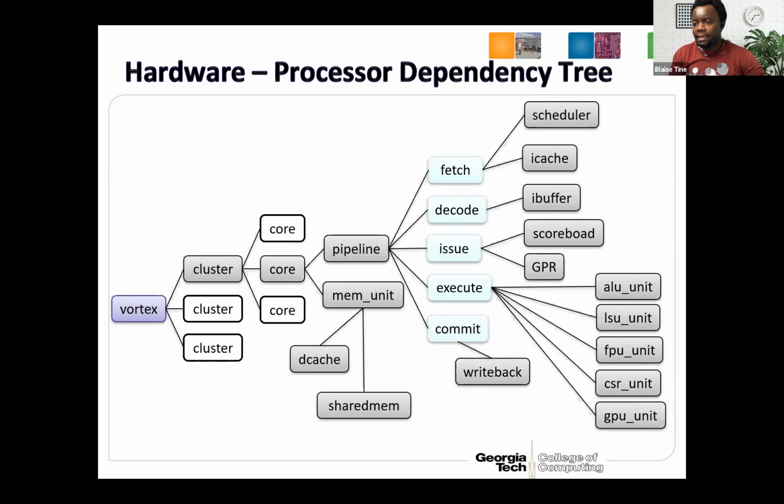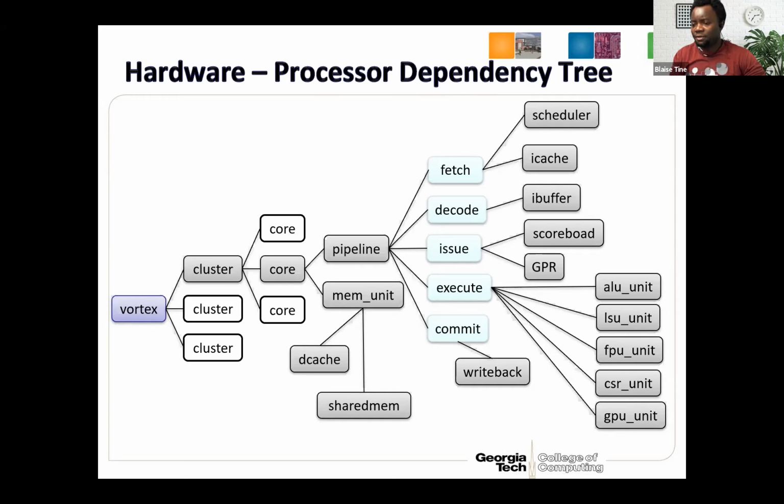This is the dependency tree of the processor. This is useful if you are doing RTL design and you want to see what the module dependency looks like. It also helps if you are looking at the VCD trace for the waveform, and you want to navigate and find where you want to expand your trace.